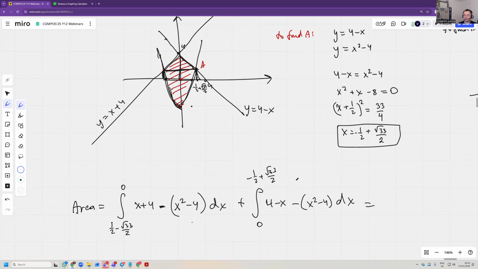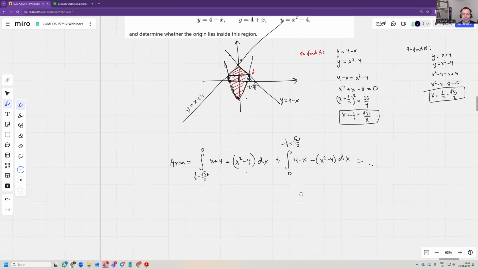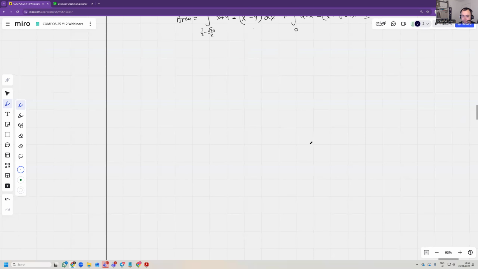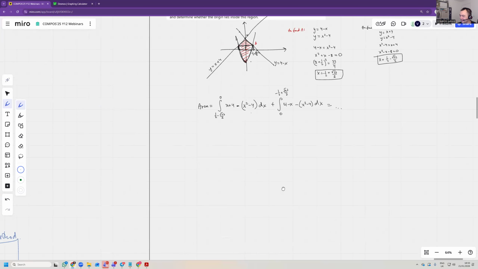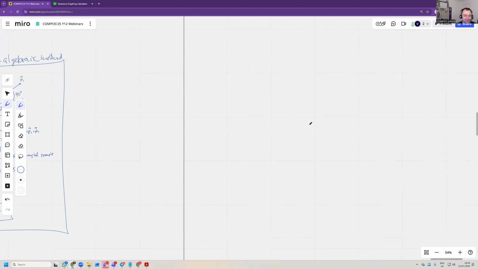And then you can calculate those integrals. They're quite simple integrals to calculate, so I'm going to stop here. It's just a lot of calculations. All right, I hope that makes sense. Moving on.